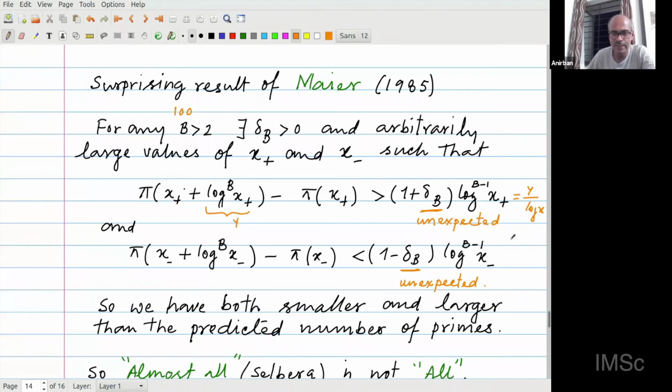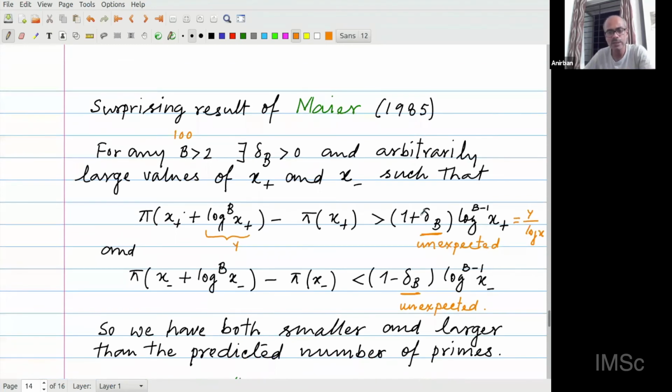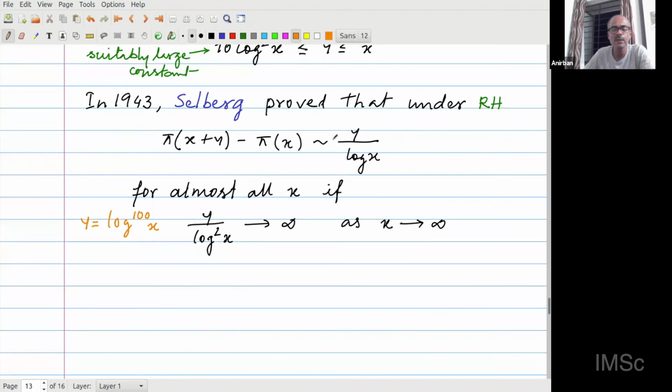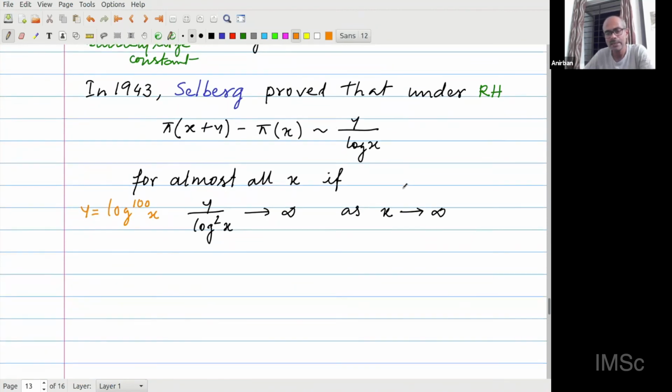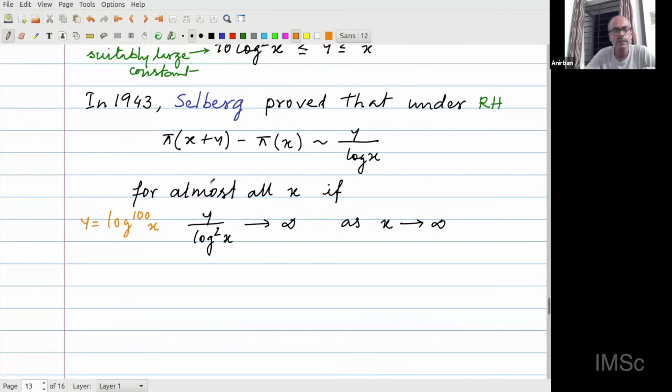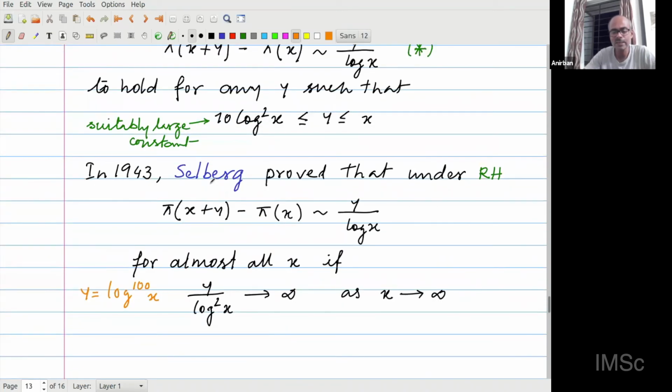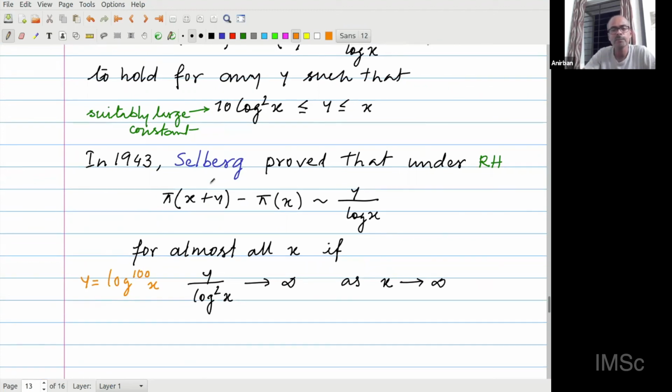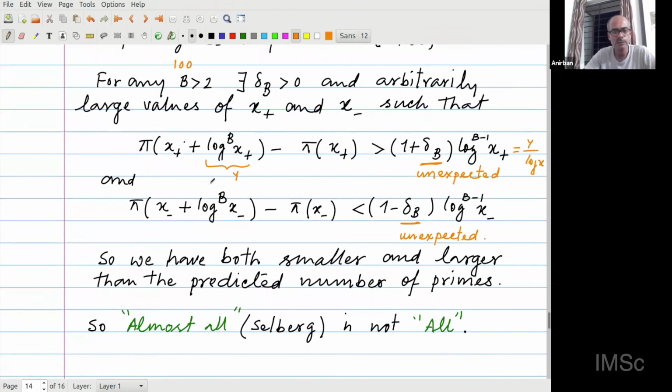But that's very unexpected, because we expected this constant to be just 1. So this gap should be just 1, but here we have something huge, some positive thing. It essentially says that the prime number theorem fails in this kind of small interval, in intervals of log powers. So whatever Selberg proved here for almost all x cannot be extended to all x. There are exceptions, and very strong exceptions. This was a shock at that time and changed the view.